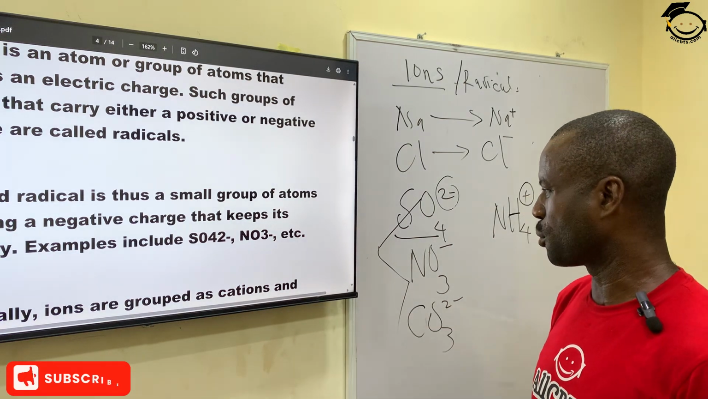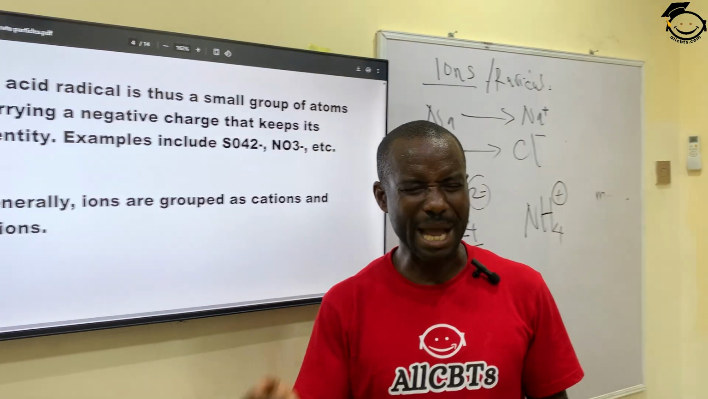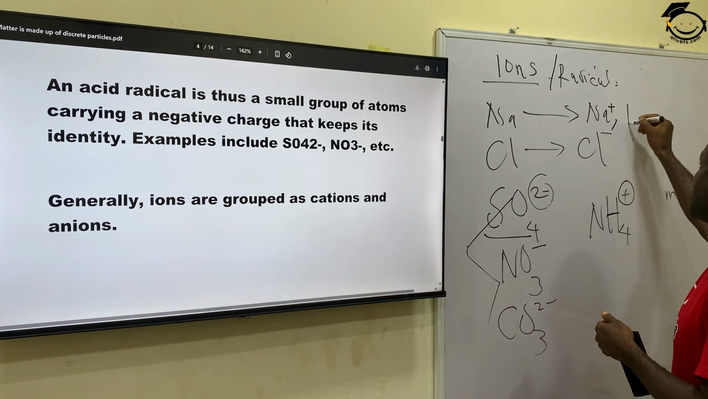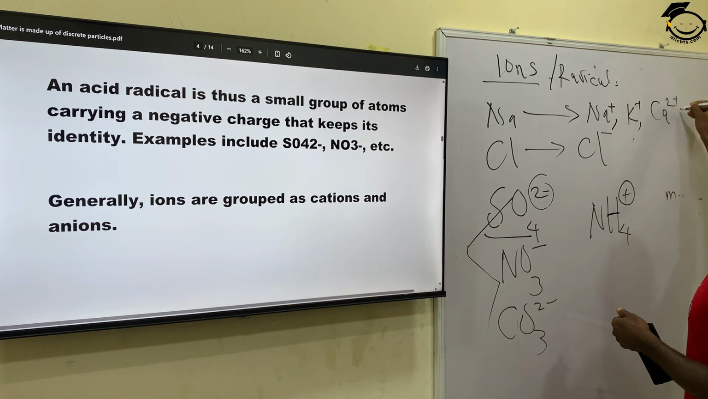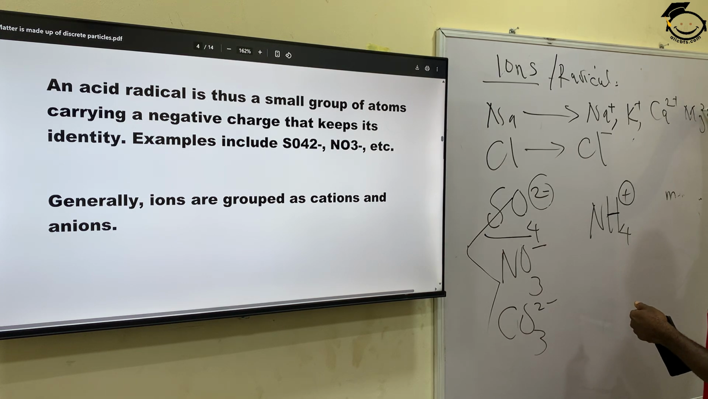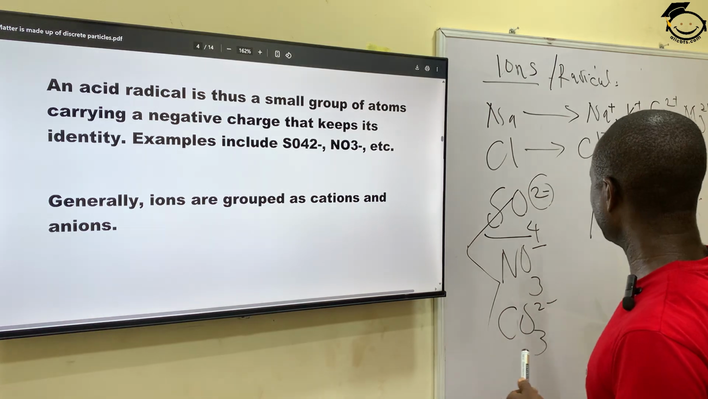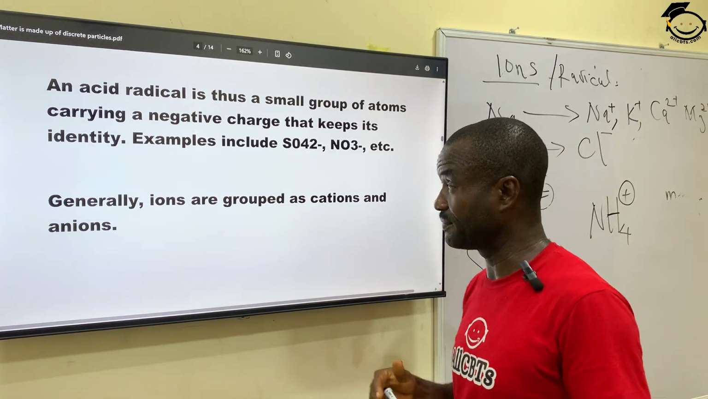Generally, ions are grouped as cations and anions. Like we said, cations are positively charged. Every one here that has a positive charge, for instance, potassium, calcium, magnesium, and so on and so forth. These are called cations because they are positively charged, attracted towards the cathode. And the cathode is negatively charged.